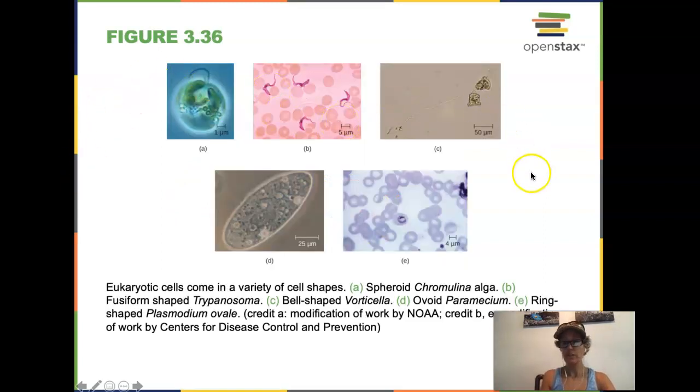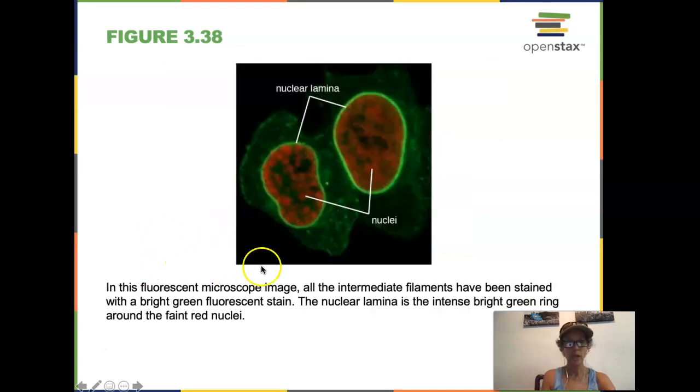So there's lots of different shapes, and far more than in the prokaryotic world. We've got spheres, fusiform, there's bell shapes, they look like little vacuums. There's all sorts of different shapes and sizes, from very small to very large. This is a fluorescent microscope so that you can see in the nucleus there's actually, besides the DNA, structure to it, and there is the membrane around it.